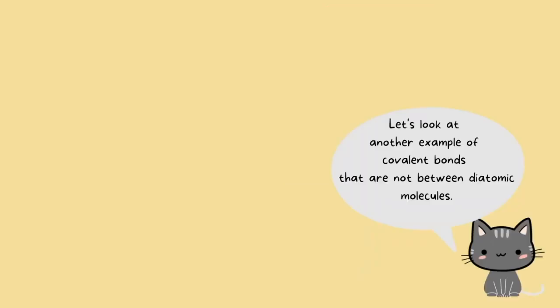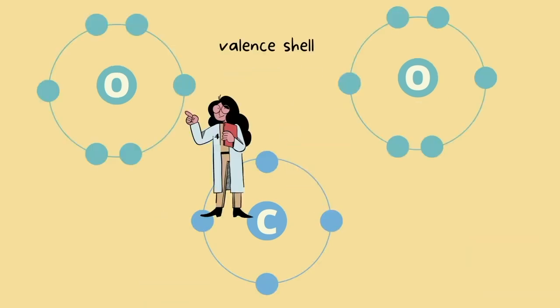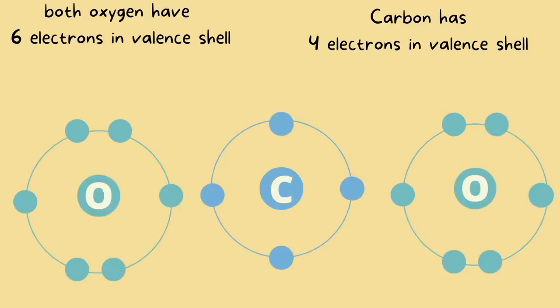Let's look at an example of covalent bonds that is not between diatomic molecules. Say, for example, CO2. For the sake of simplicity, I'm only going to draw the valence shell with the valence electrons. So just want to let you know that so you don't get confused. Not all of the electrons are going to be drawn on these atoms. So here we have the carbon valence shell, and these are our two oxygens valence shells. Notice that the oxygen has 6 electrons in its valence shell, and carbon has 4 electrons in its valence shell.